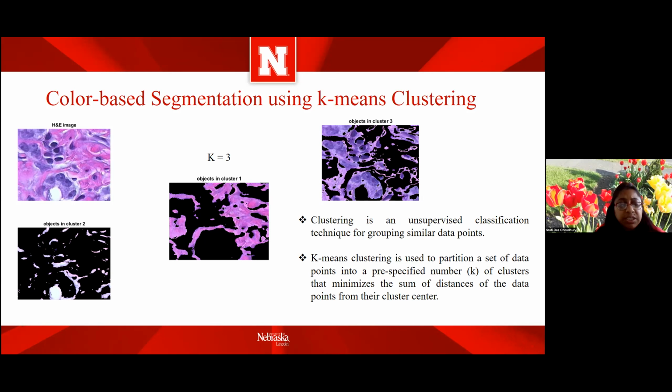Now, the original image is shown at the top left-hand corner, and the object in cluster 1 is shown in the middle. The object in cluster 2 is shown at the bottom left, and the object in cluster 3 is shown at the top right. So k equals 3 means we have 3 clusters, and it is an unsupervised classification technique that groups similar data points. Here the grouping has been done based on color features. It computes the sum of distances of the data points from the cluster center. This is how it minimizes the distance and forms the clusters of similar points.